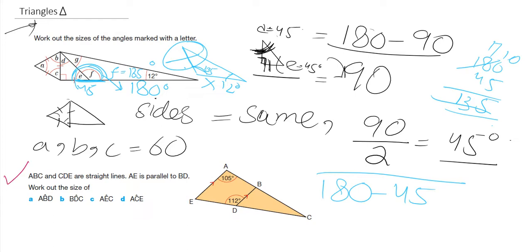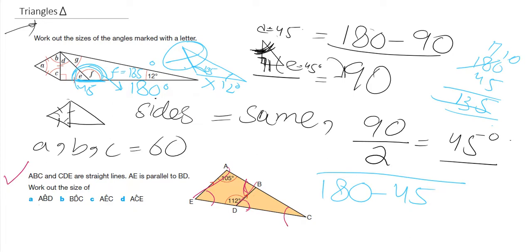ABC and CDE are straight lines. AB is parallel to BD. Work out the sizes of ABD, BDC, and the other angle too. You have to work out each of these.